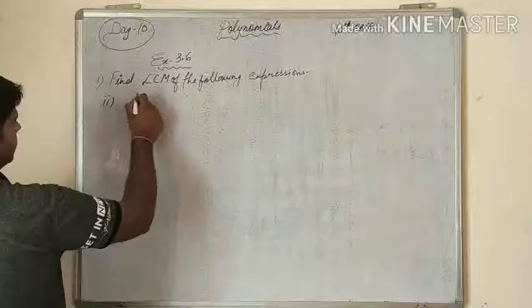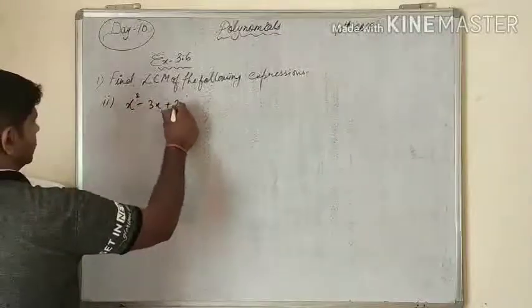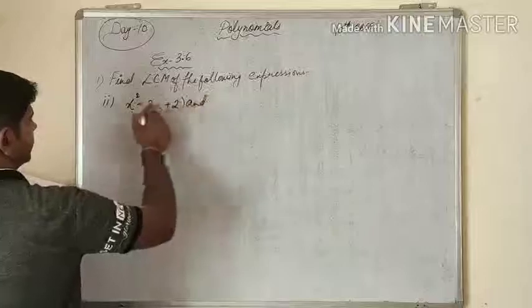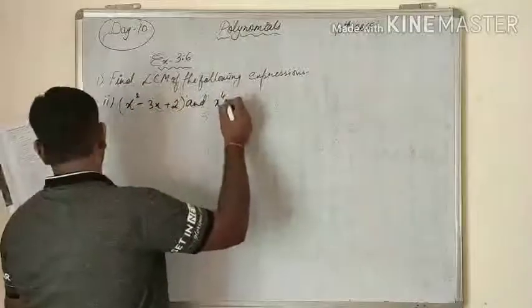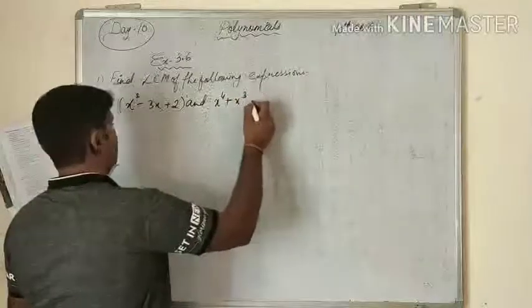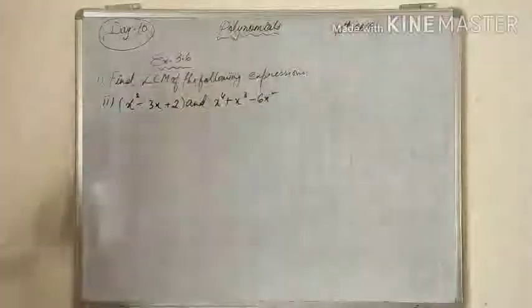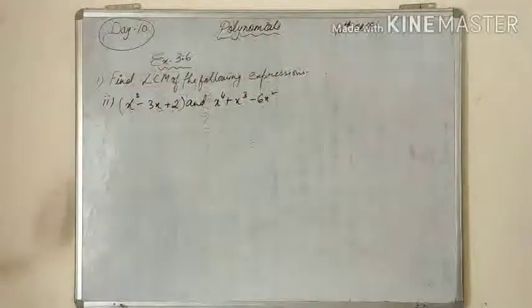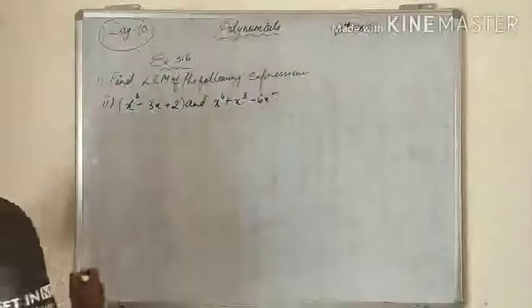x square minus 3x plus 2 and x raised to 4 plus x cube minus 6x square. These are the terms. Let's solve these questions. First of all, I'll factorize this.